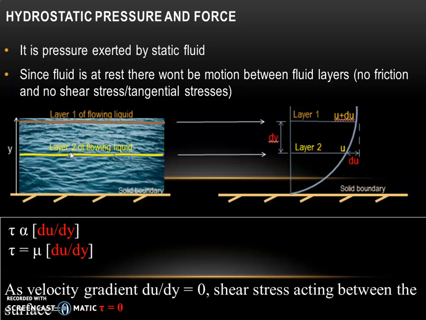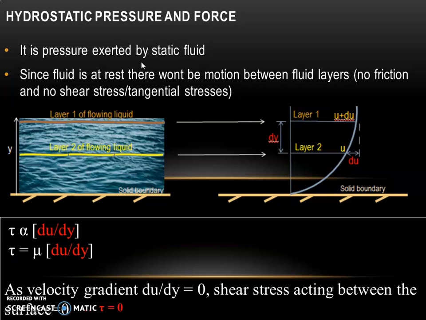Since there is flow of one layer over another layer, there will be shear stress which will be exerted due to friction. So, by Newton's law of viscosity, we know that shear stress is directly proportional to shear strain, that is velocity gradient du by dy. When we remove this proportionality sign, we get a constant, that is mu. So, tau is equal to mu into du by dy. So, this equation is valid for a flowing liquid.